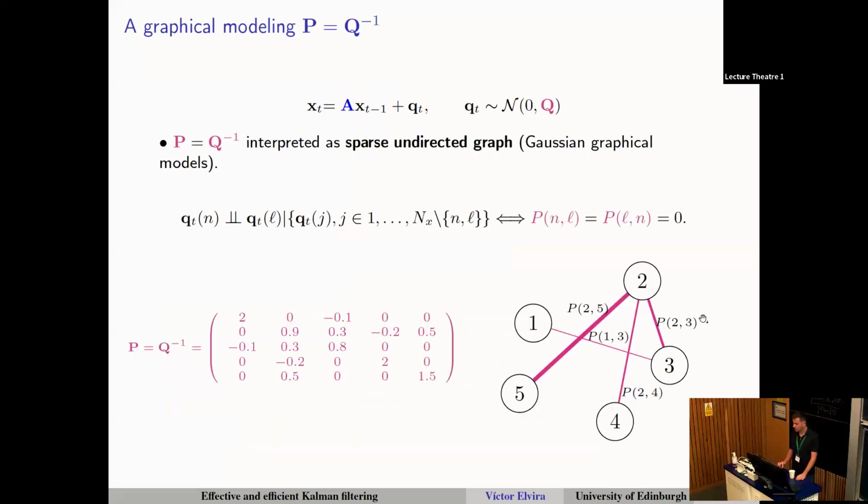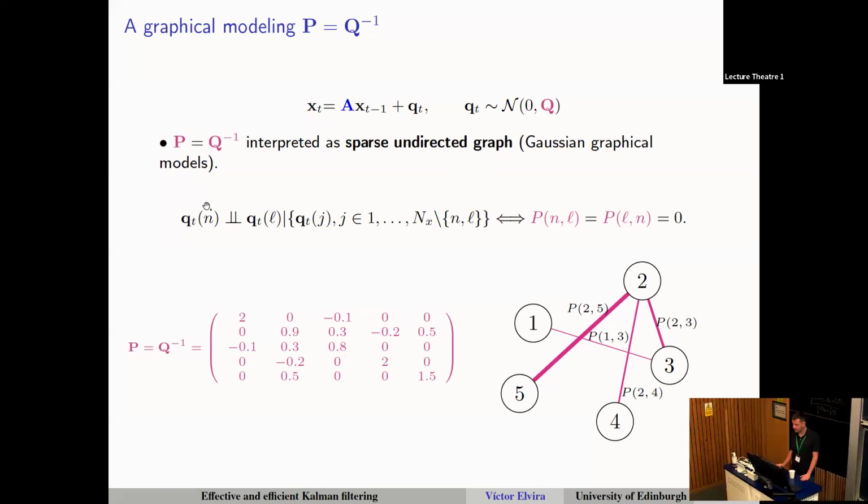So a second slide about the graphical perspective now on matrix Q. I don't know if you're familiar with this. Two years ago I was not familiar with this, and it's apparently a quite basic property that whenever you have a Gaussian random vector, and you have sparsity in the precision matrix P, so you have the covariance matrix, you take the inverse, and this is the precision, these two statements are equivalent.